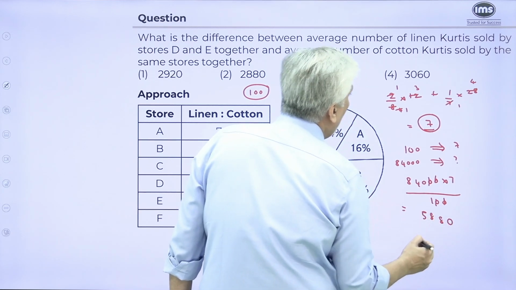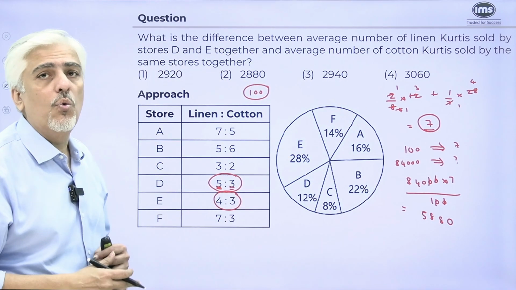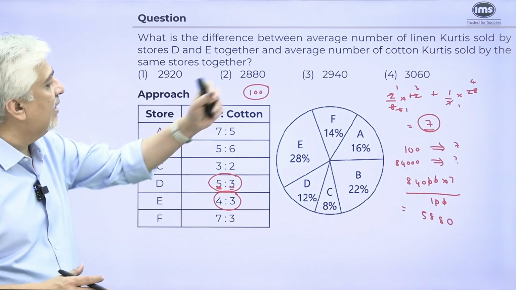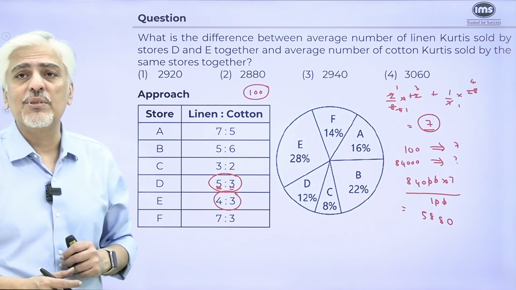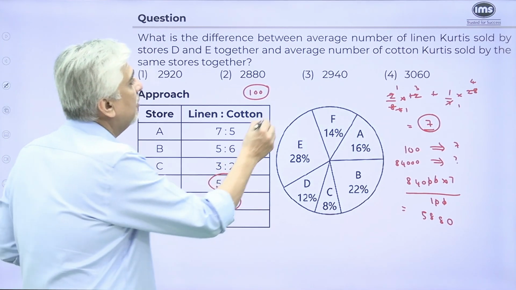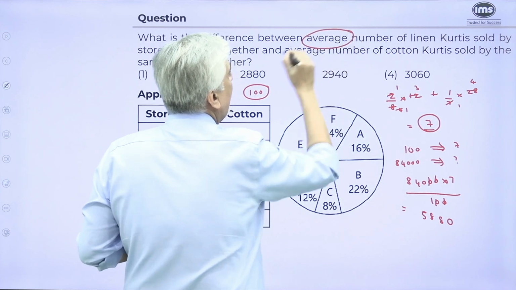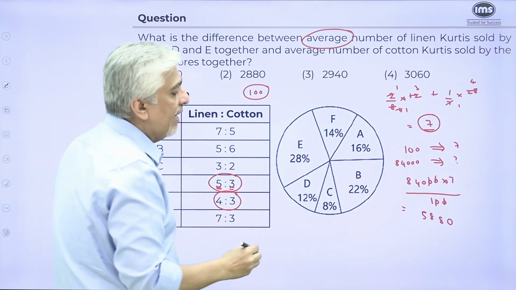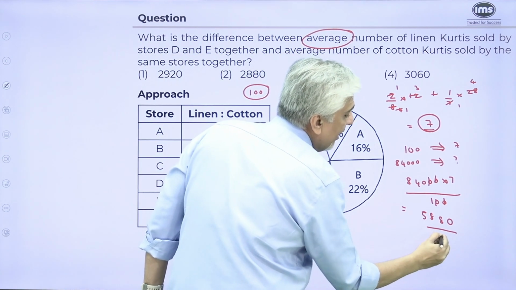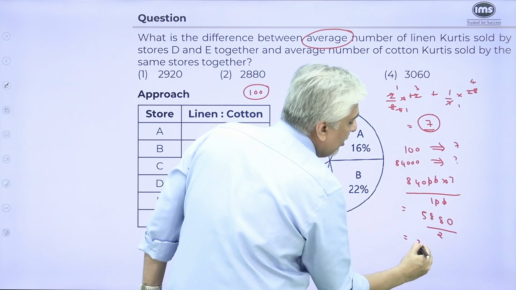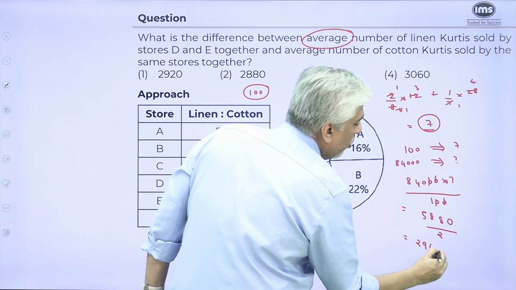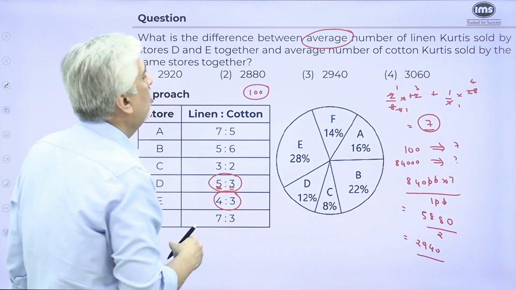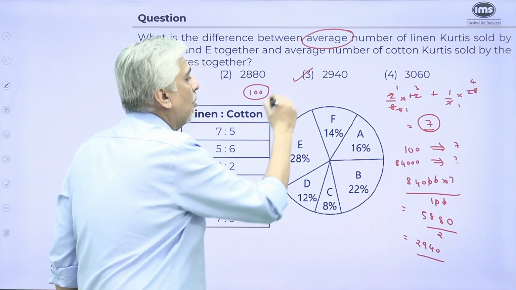58. Now, a lot of people come to this step and feel, oh, what happened? Why did it go wrong? Nothing in the options is matching. Sir has made some mistake. No. We forgot the word average. Average of 2 stores. That means at the end, I will just have to divide by 2. So, answer will be 2940. 2940 will be the third option.